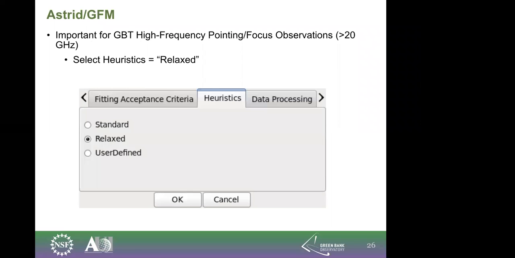All right, so as I mentioned earlier, it is important for high frequency pointing and focus observations, so anything above about 20 gigahertz or so, that you select the heuristics to be relaxed. To do this, you would do this in Astrid. You'd want to click on Tools at the very top and then go down to Options, and it will show a screen that looks like this. You want to click over till you get to the Heuristics tab, and you want to make sure that the Heuristics is relaxed.